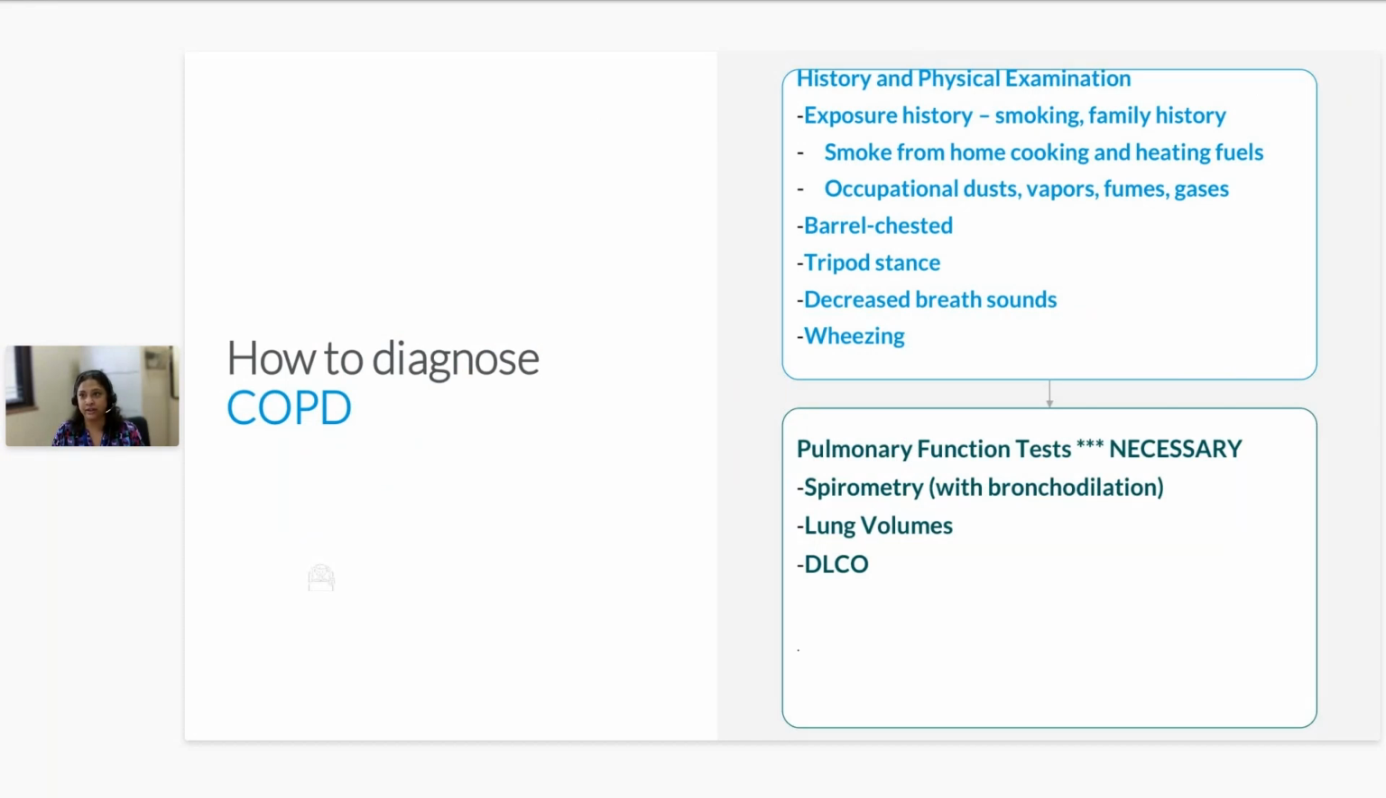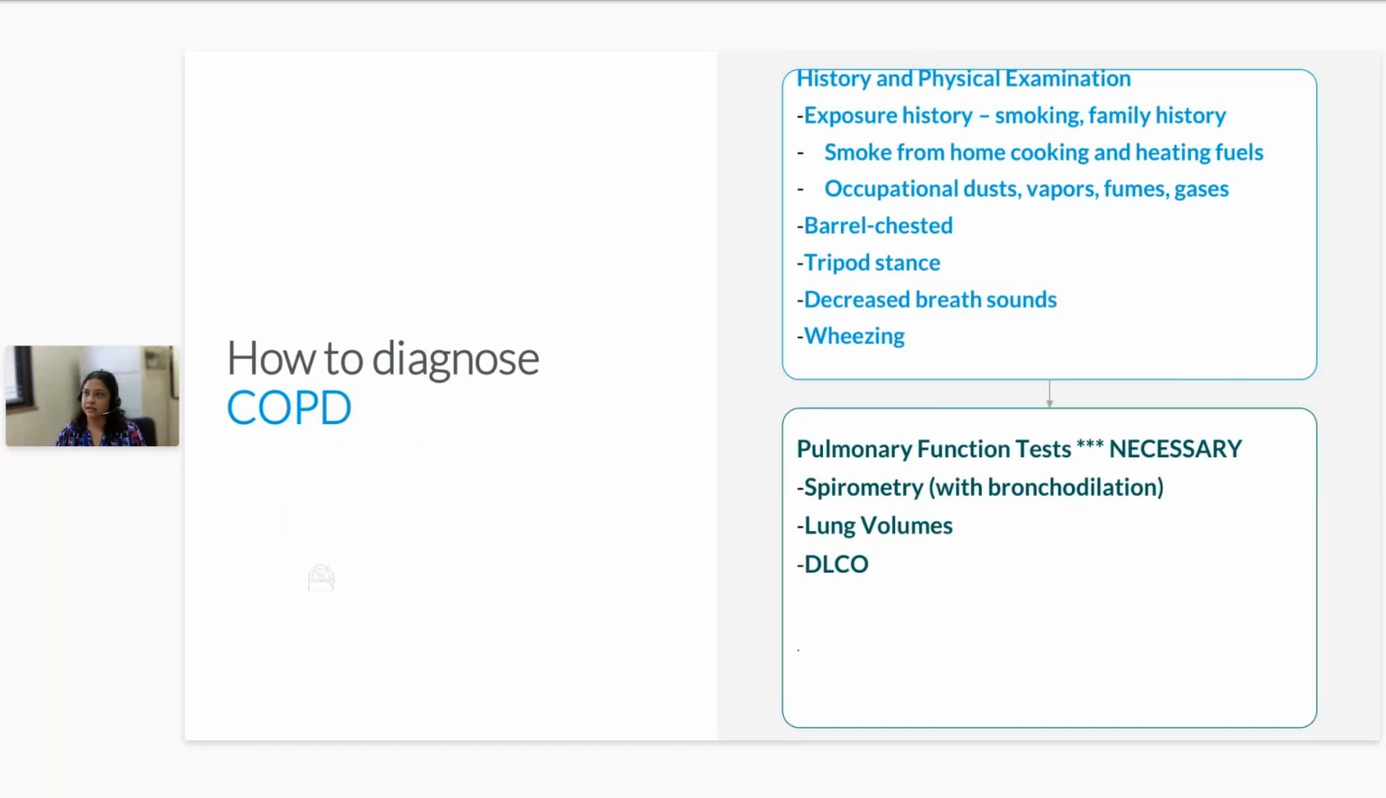So we're looking for that exposure history to smoking. A family history of COPD may suggest a genetic predisposition. Looking for that smoke exposure at home from home cooking and heating fuels. This can be seen in the US. It's more common outside of the US, but we are finding that home cooking and gas stoves can be environmental exposure.